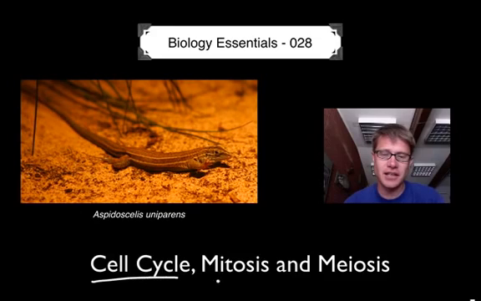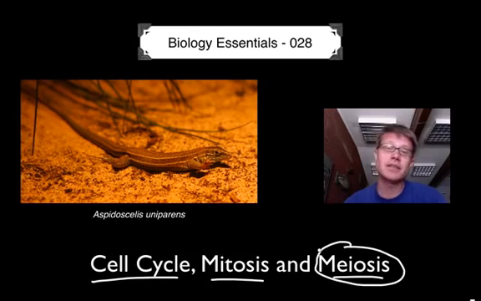This is on the cell cycle, mitosis, and meiosis. In other words, how we go from one cell to all the cells, the trillions of cells inside our body. Meiosis is important because that's how we make sex cells.